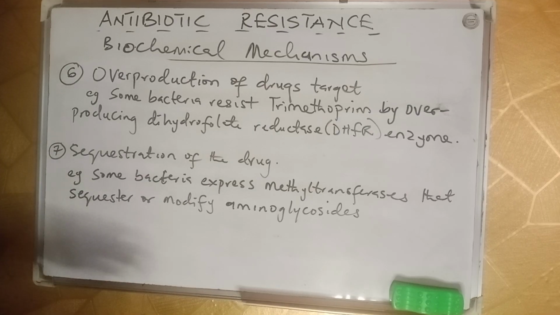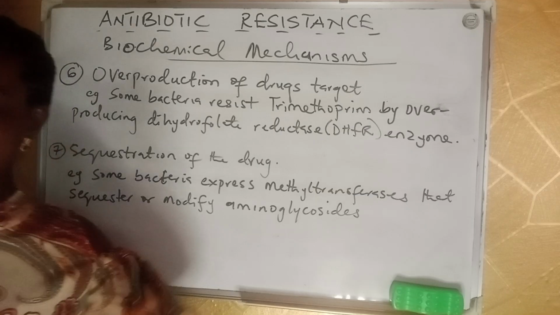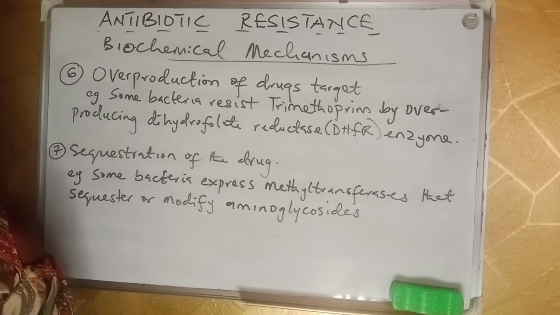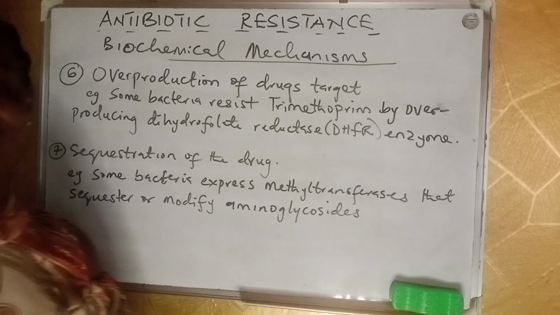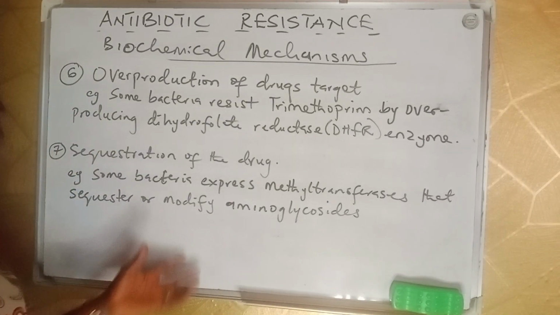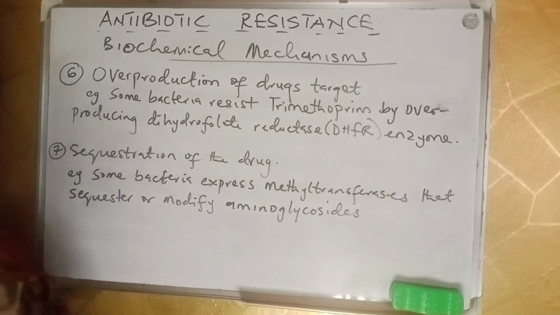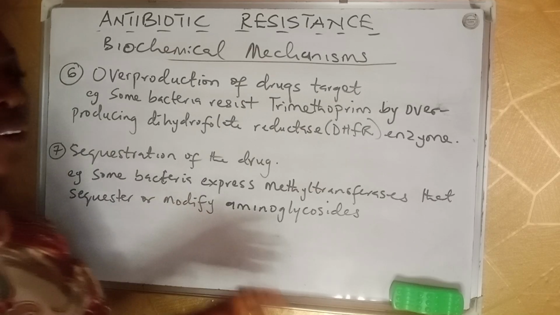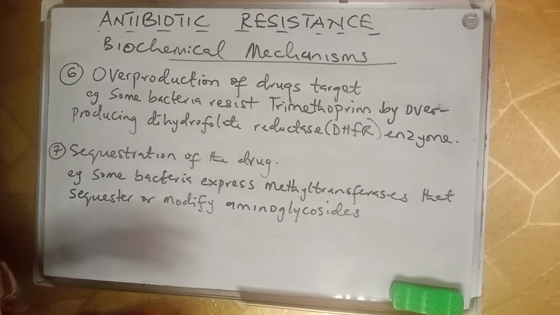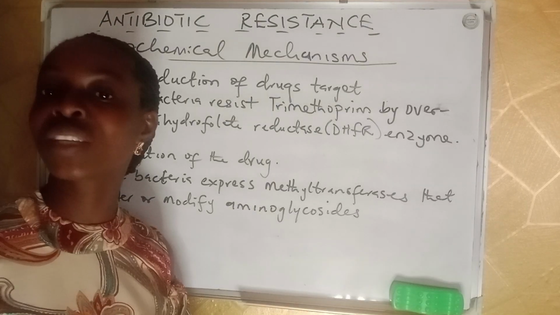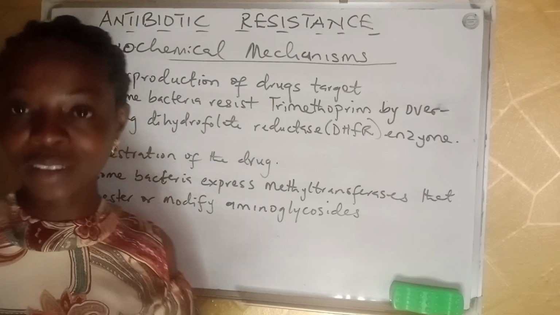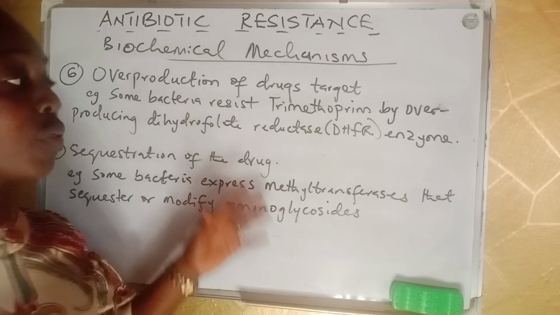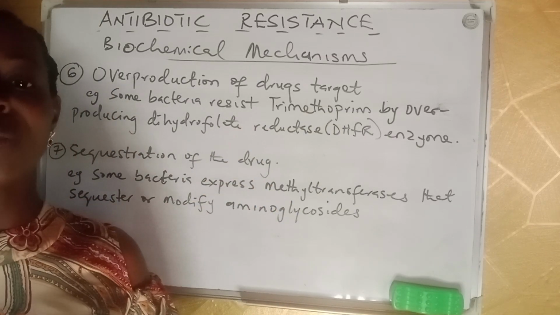And then lastly, the 7th mechanism will be the sequestration of the drug. Some bacteria just isolate this drug from circulation. They cover it, they hide it, they arrest it, whichever way you want to say it. So some of them can produce methyltransferases that are able to neutralize drugs like aminoglycosides, thereby ensuring that these drugs do not get to their target at all. And without getting their target, they cannot bind. And when they cannot bind, they cannot give us the therapeutic effect we are looking for.